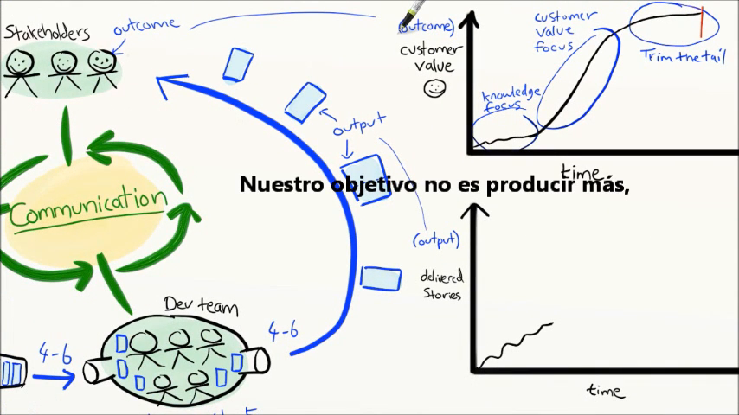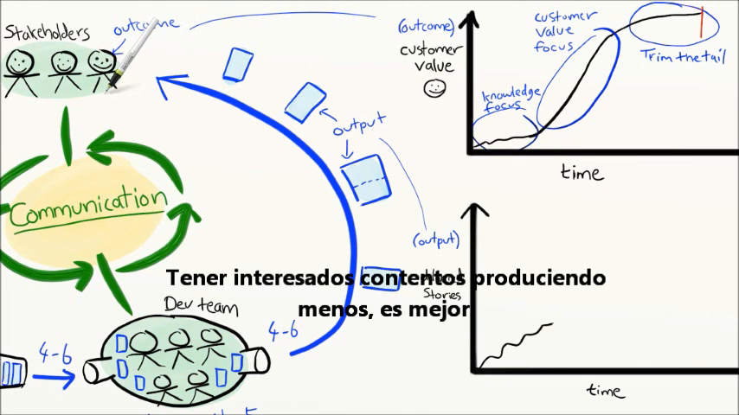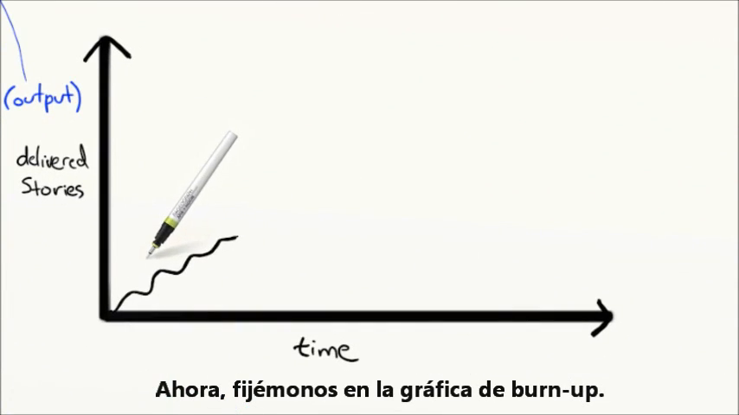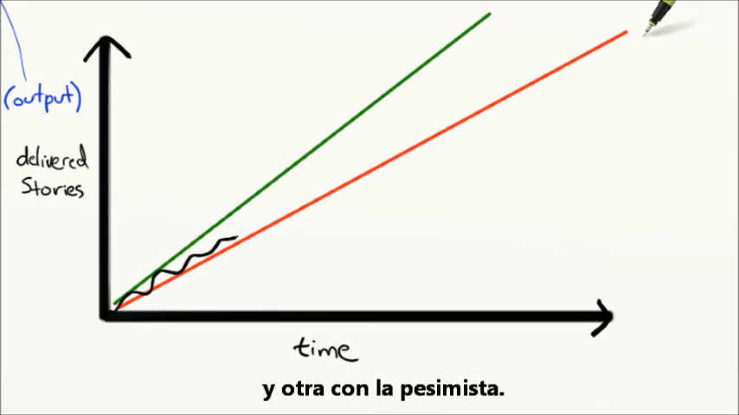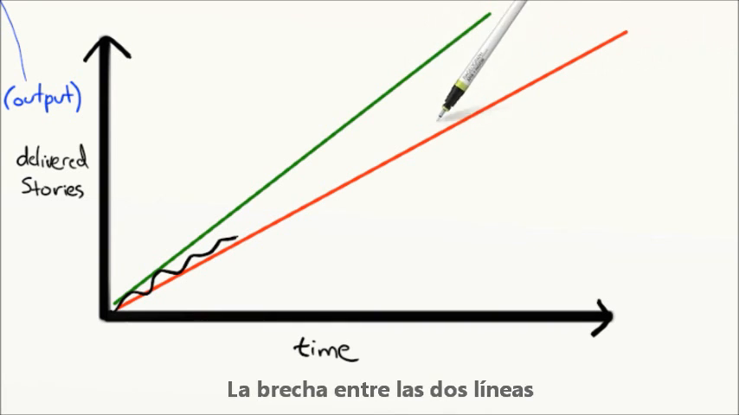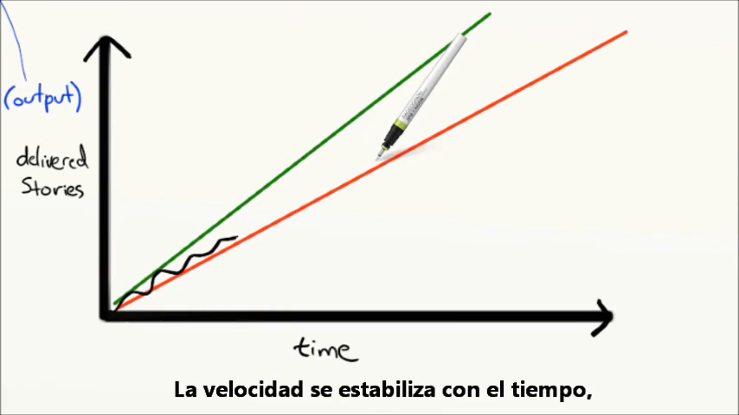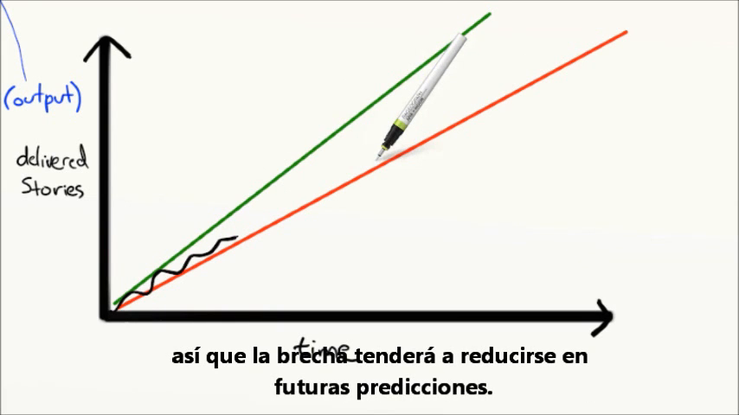Our goal is not to produce as much output as possible. Our goal is to reach the desired outcome, happy stakeholders, using the least possible output. Less is more. Now look at the burn-up chart and you can draw an optimistic and pessimistic trend line. You can do it using fancy statistics voodoo or you can just draw it visually. And the gap between these lines is of course related to how wavy and unpredictable your velocity is. Luckily that tends to stabilize over time, so our cone of uncertainty should get tighter and tighter.